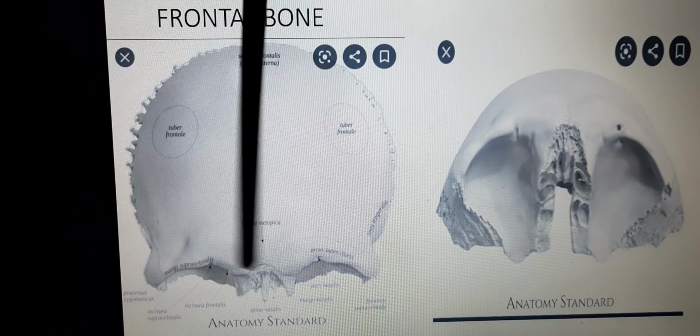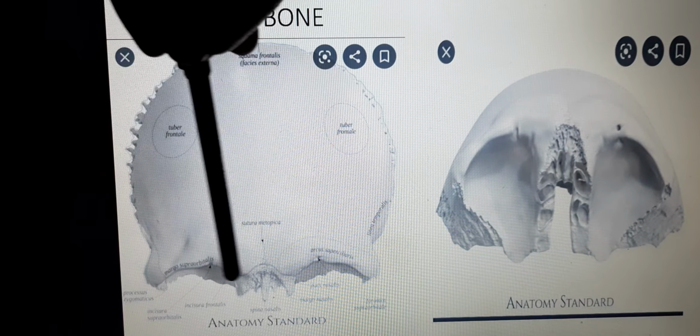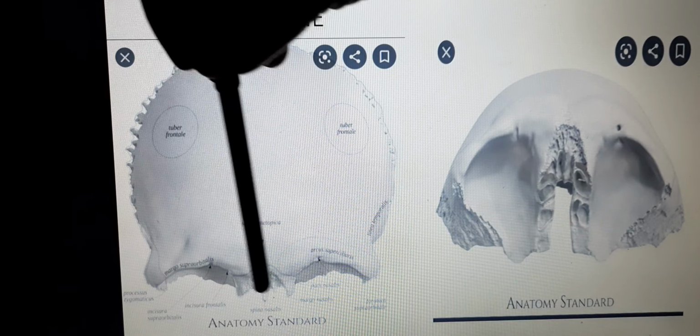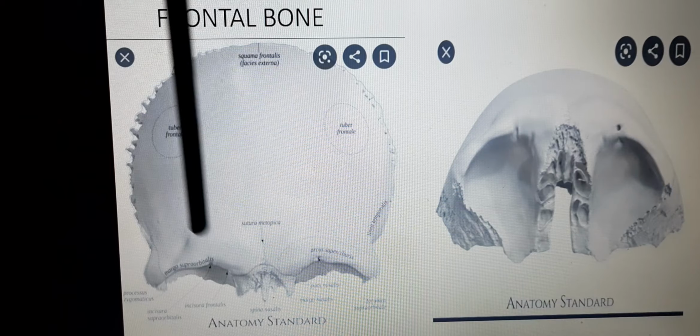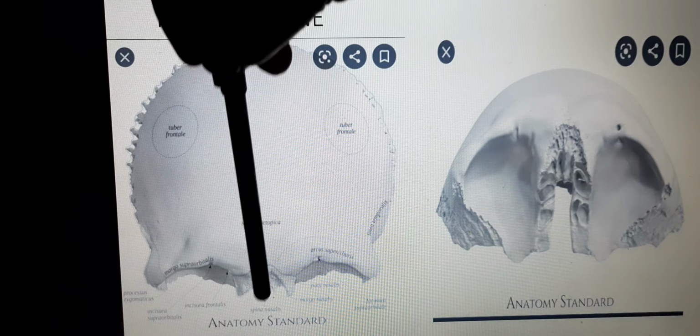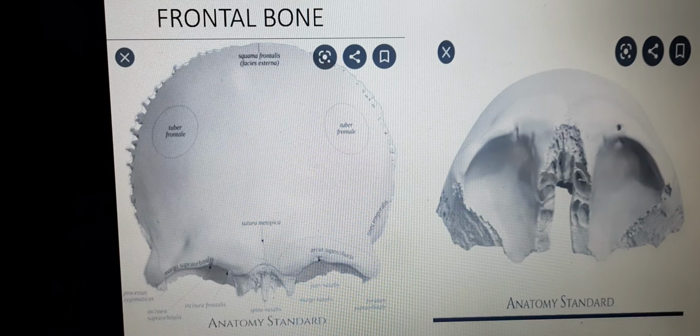Now the nasal part is present between the 2 supraorbital margins. This is the nasal part. This is a projected part in the median region, and it has a nasal notch and nasal spine in the median plane.